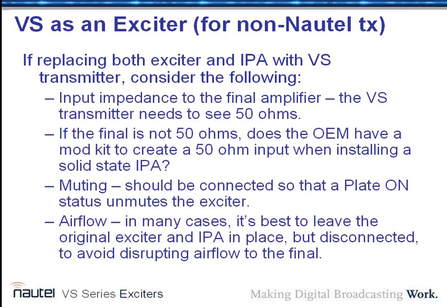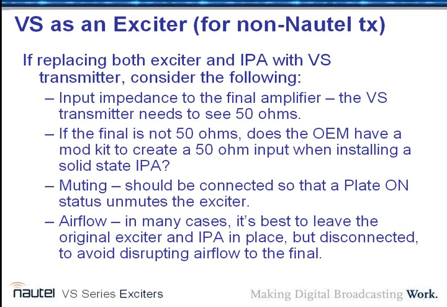From these things we've picked up from our customers, we've learned several things. Number one, all tubes don't have 50 ohm inputs necessarily. That's right. So you do need to know your final amplifier input impedance. And you need to find a way to get that input impedance to 50 ohms if the VS is going to be driving it. Well, exactly.